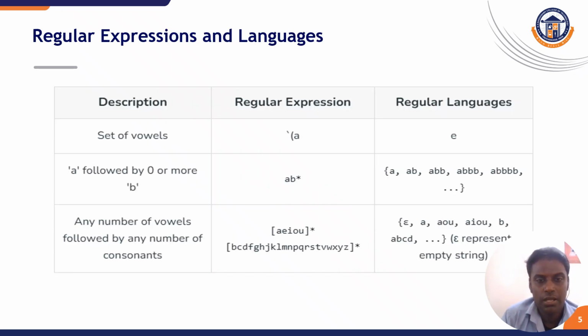So regular expressions and languages: what are the basic differences? The set of vowels we have represented as [aeiou]. For the regular expression, a followed by zero or more b will be represented as ab*, whereas the regular language is {a, ab, abb, ...} and likewise it goes on. Any number of vowels followed by any number of consonants is represented as (a|e|i|o|u)*, after that [b-df-z]*. That means any number of vowels can be followed by any number of consonants, and the language is represented as {epsilon, a, aeo, aioe, b, abcd}. Likewise it can go on.